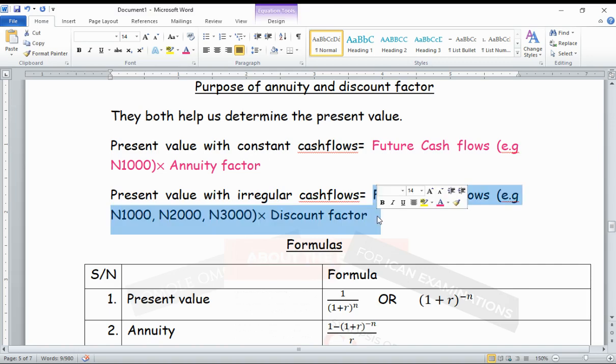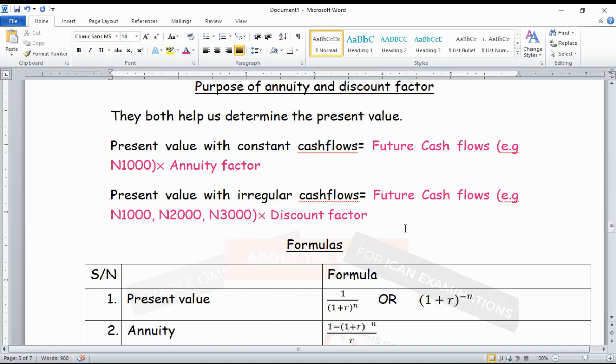So present value with irregular cash flow is basically the future cash flow. That's the amount you're going to be getting in that project. Like I said, future cash flow is not necessarily inflow or outflow. It could be an inflow, it could be an outflow. But the future amounts in that sense, you're going to be multiplying with a discount factor if it is irregular. So what are the formulas now?